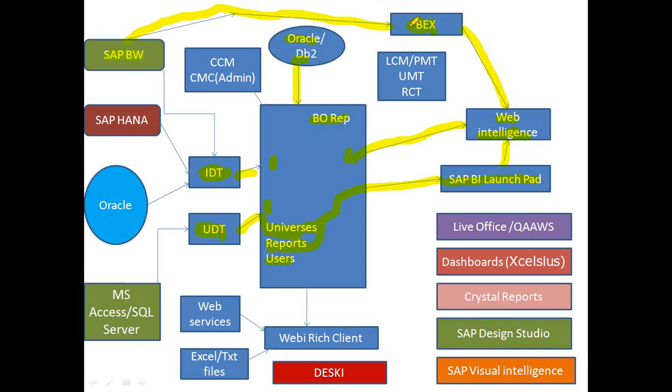Once the BW team has created the BEx queries, we use those BEx queries as a source to develop Webi reports. So to develop Webi reports, we can use either BEx queries or universes. If it is a BW source system, you can access the BEx queries and develop Webi reports. If it is a HANA system or an Oracle system, then you can use the universes to develop the Webi reports.